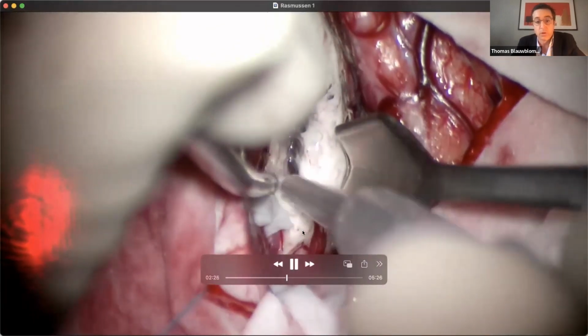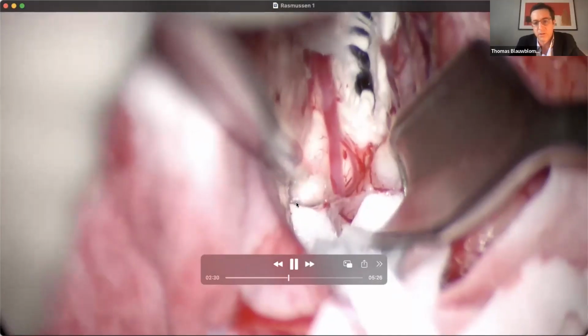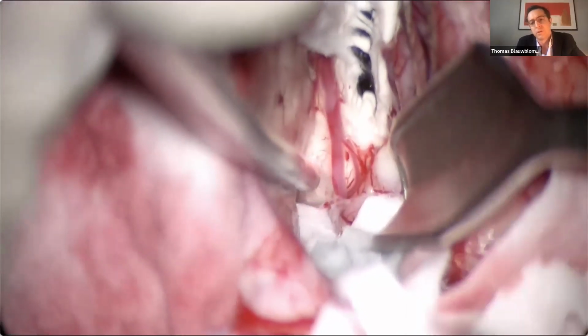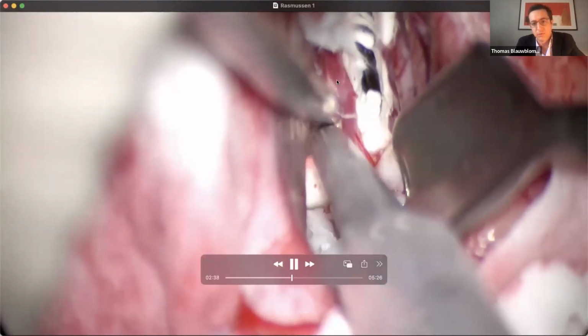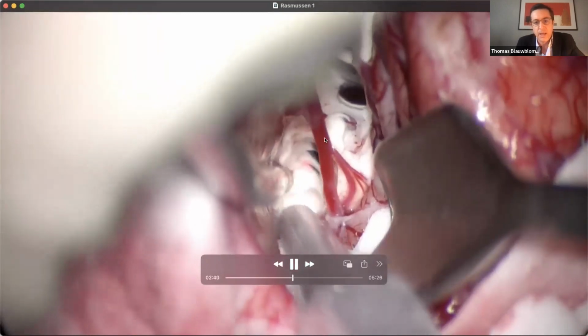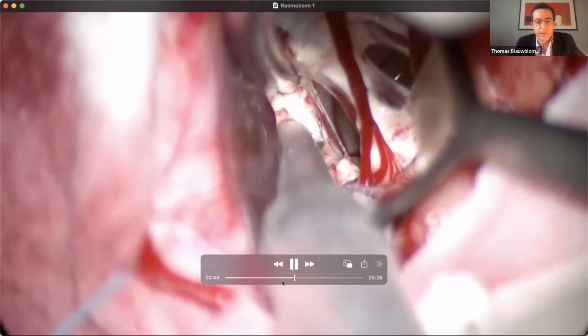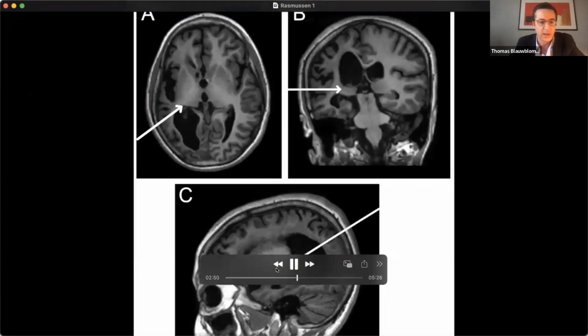Then you go to the posterior third, and in the posterior third, you need to pay attention because sometimes the fornix can be very close to the corpus callosum, and you need to be very cautious in this case. In this case, it's a trifurcation of the pericallosal artery, so we had to respect this vessel here. And we come very soon to the genu where we will identify the vein of Galen.